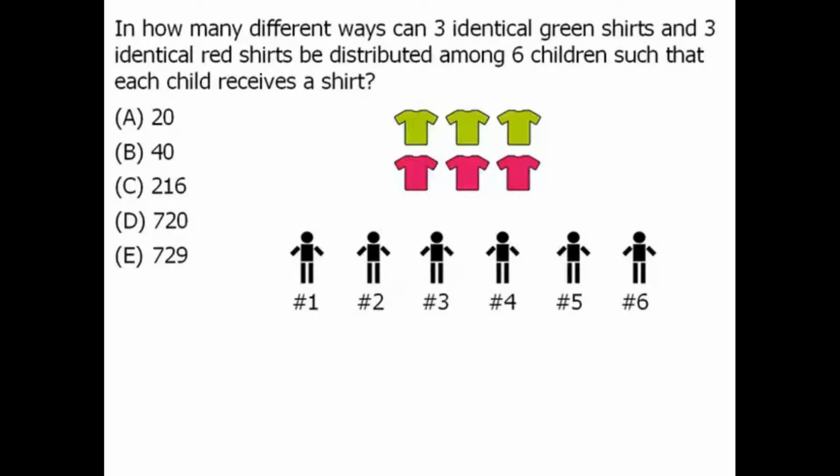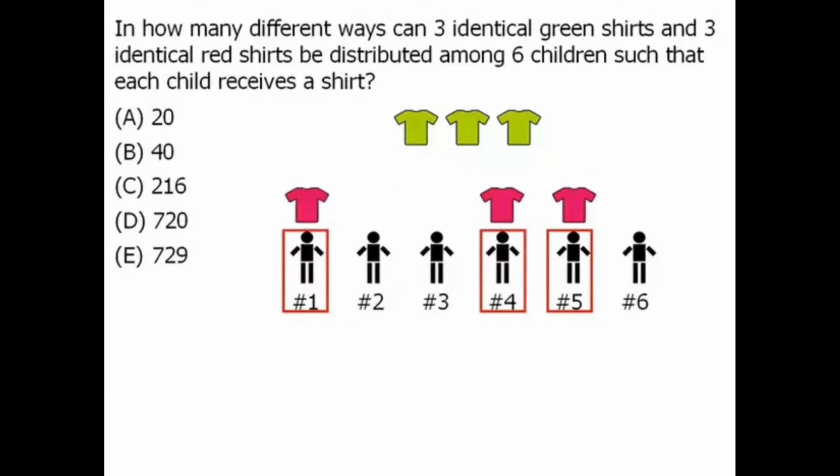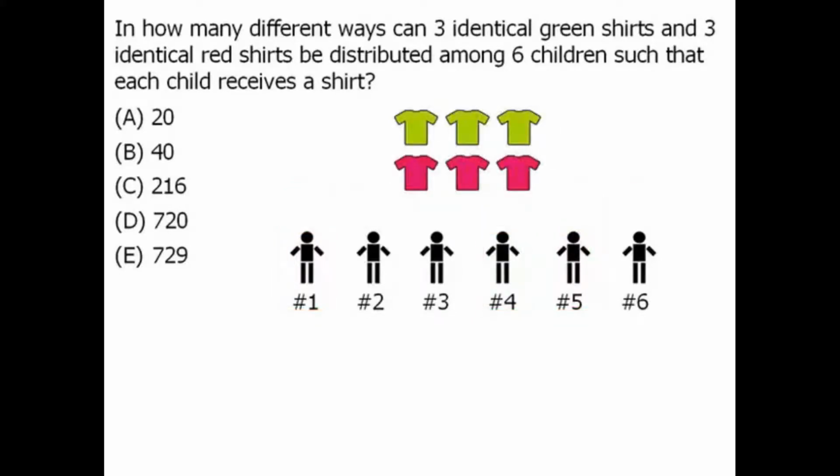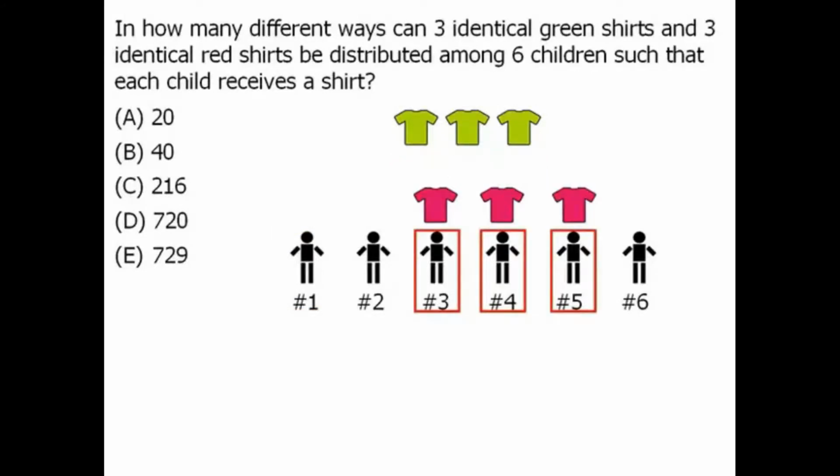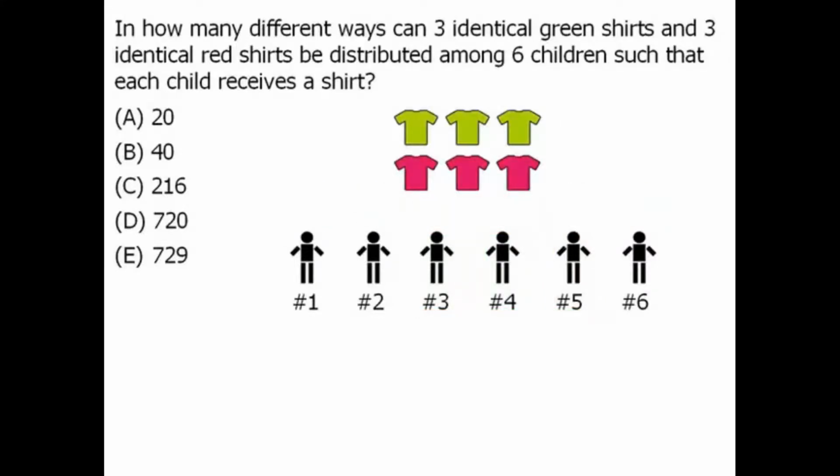Here's one approach. Let's choose any 3 children. Now those 3 chosen children will receive red shirts. The remaining green shirts then will go to the children who have not yet received shirts. Let's try that again. We'll choose any 3 children. Those 3 children will receive red shirts, and the remaining green shirts will go to children who do not yet have shirts. As you can see, each new selection of 3 children will correspond to a new distribution of the 6 shirts. So our question then becomes, in how many ways can we choose 3 children from these 6 children?